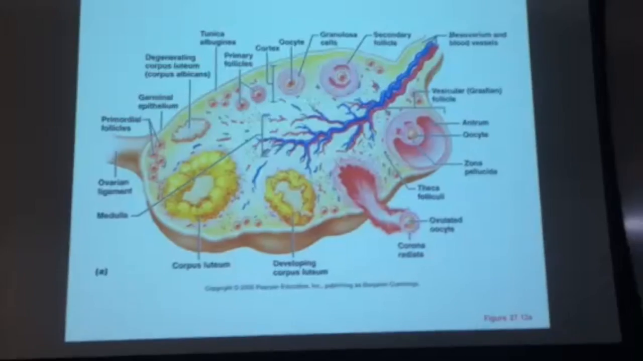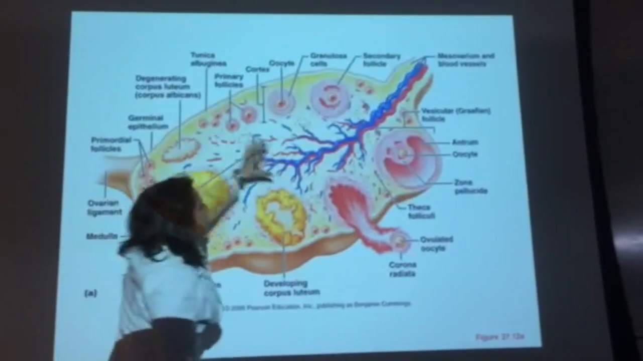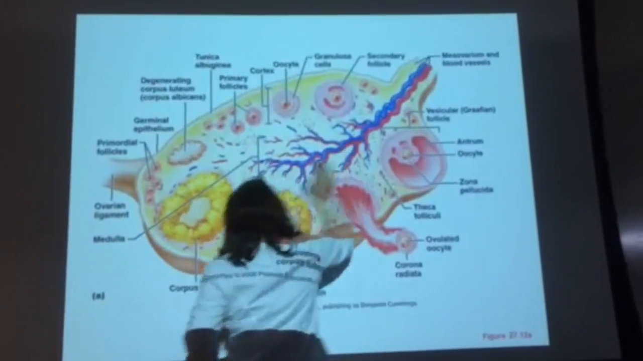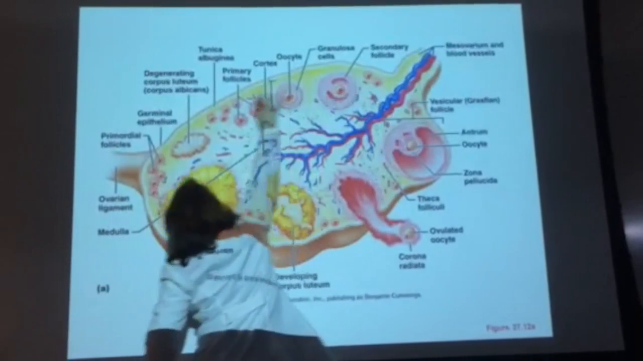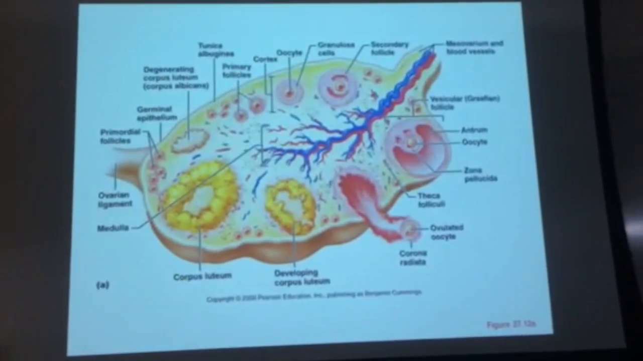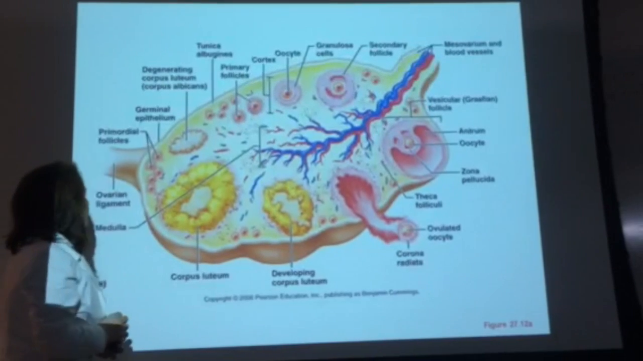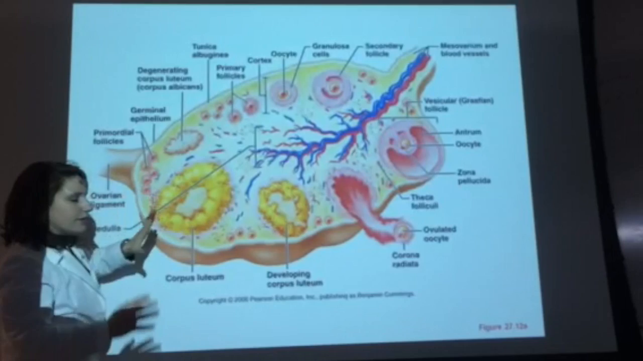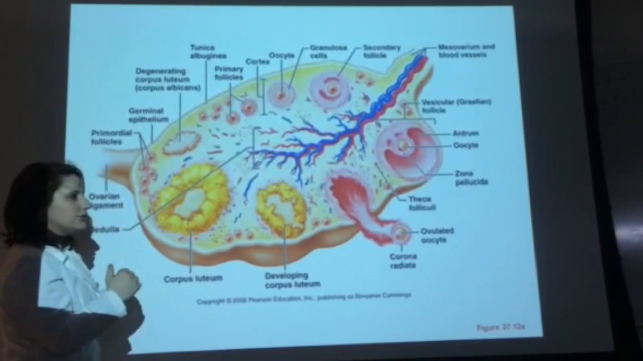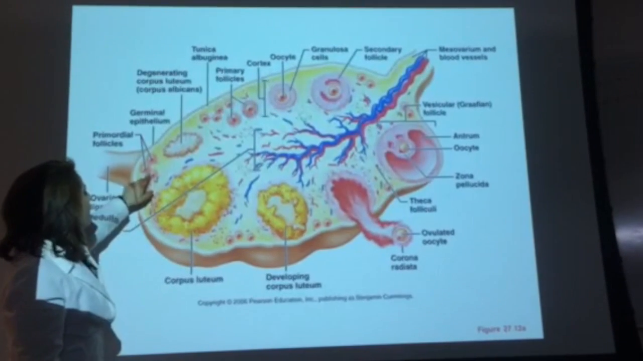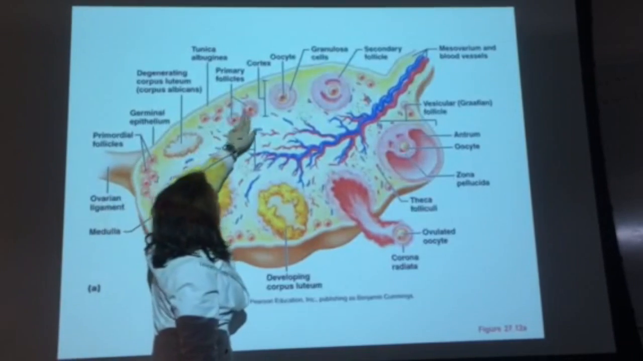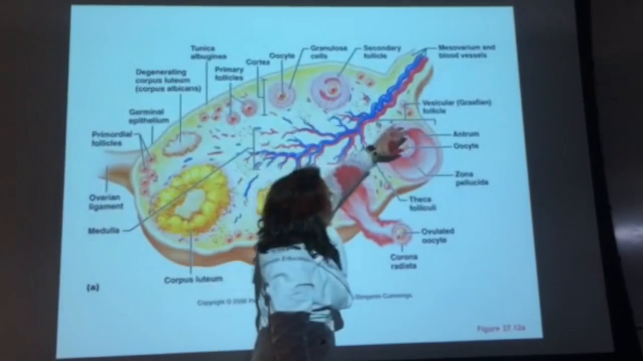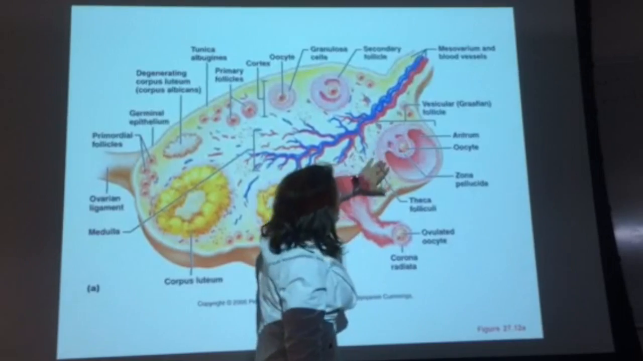Okay, good. So this is the ovary, this is the medulla, and this is the cortex. And the follicles and the oocytes are developing in the ovarian cortex. Now remember that there are oocytes, and the oocytes are going to develop inside areas that are filled with these big groupings of cells.